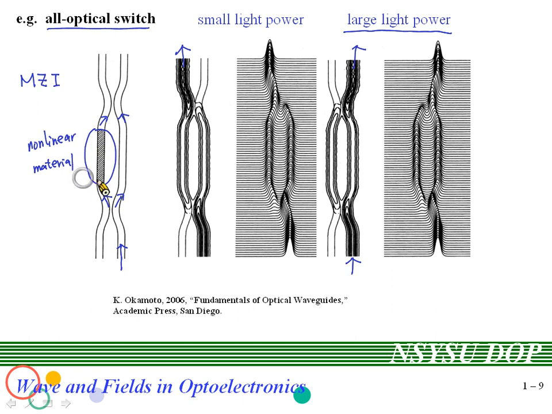So by using this nonlinear material, we can control the phase difference of these two light paths to make the power go through one port or go through the other port. This depends on the input power of the light. Okay, so you can use the light power to control the output port of the input signal, and we call it an all optical switch.